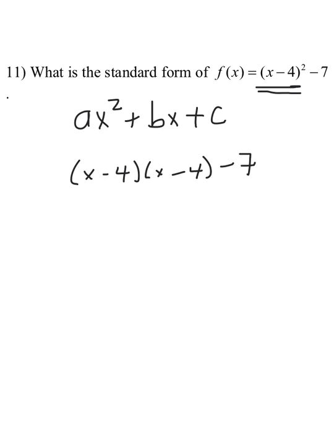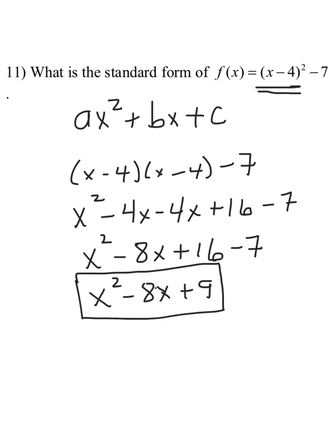The next thing we need to do is FOIL the x minus 4 times x minus 4. All right, so I FOILed this, and I got x squared minus 4x plus 16. And then I still have this minus 7 on the end. I'm going to combine like terms. So x squared minus 8x plus 16 minus 7. I'm going to combine like terms here. X squared minus 8x plus 9 is going to be my quadratic in standard form.